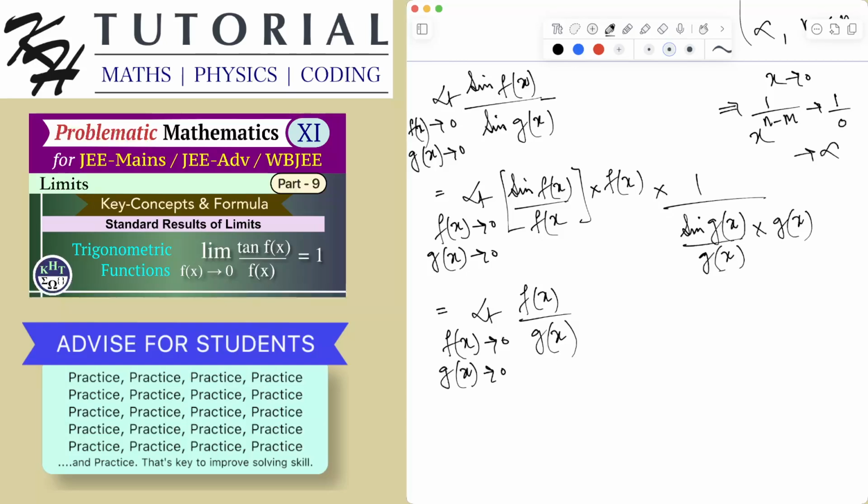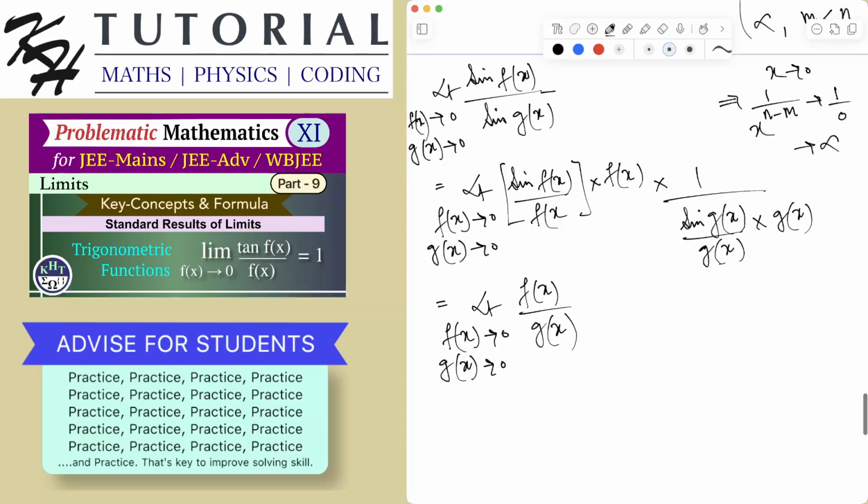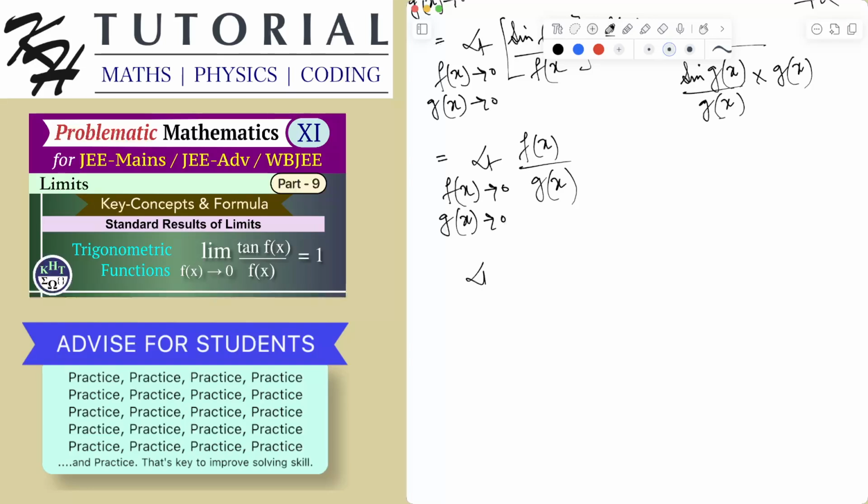Instead of sine, it could also be tan, that is the limiting value of tan f(x) by tan g(x). When f(x) and g(x) tend to 0, you can apply the same exact technique. Now what if we have a problem like this? The basic fundamental technique is the same. Let's say we have f(x) tending to 0, we have sine of f(x) divided by tan of f(x). Remember, the argument to both sine and tan is f(x), where f(x) is tending to 0.